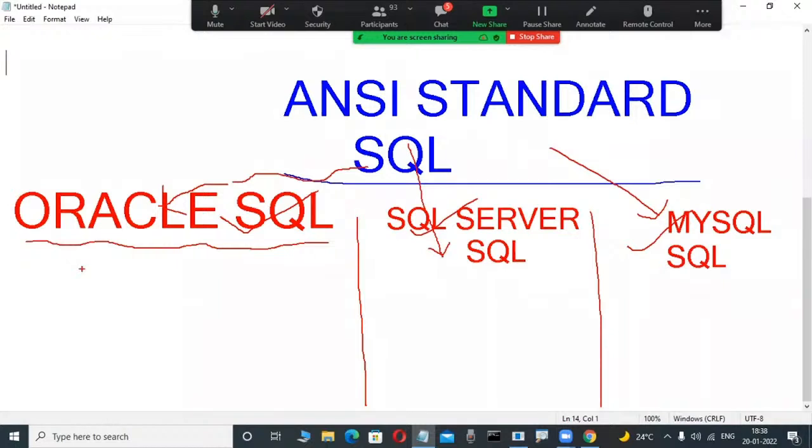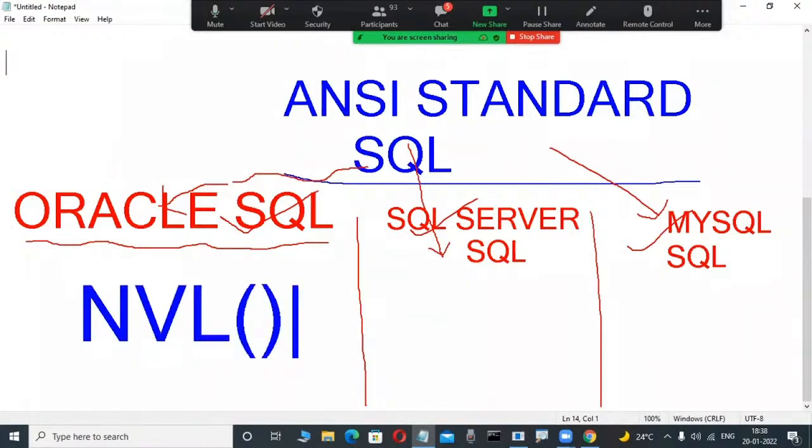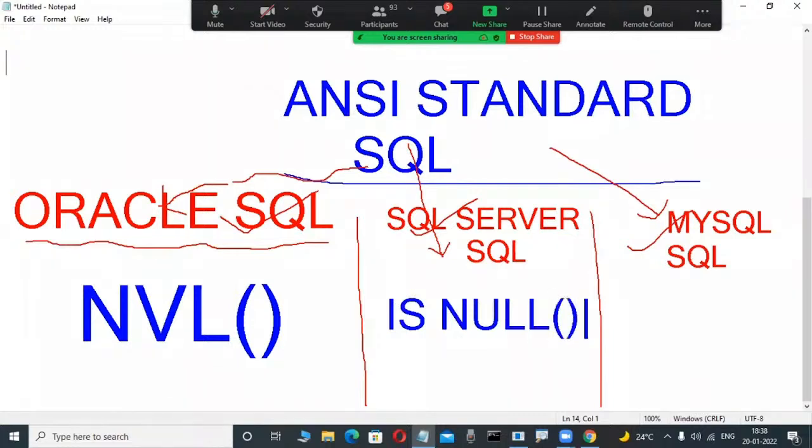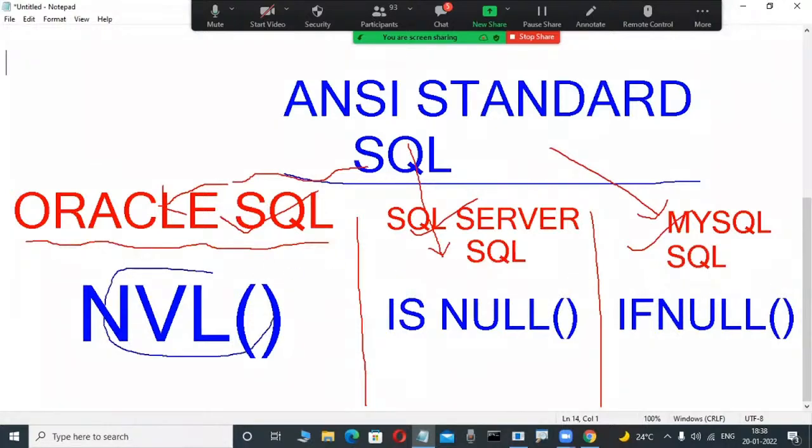And the functions are also different. For example, when handling null values on the Oracle side, NVL is a function. But if I use the same function in SQL Server, does it work? No, not working. Why? Because that is a different language. In SQL Server, ISNULL is the function we use for handling null values, since arithmetic operations performed on null values again become null. In MySQL, if I copy the same function and paste it, it doesn't work; IFNULL is used instead. That's why functions are totally different.